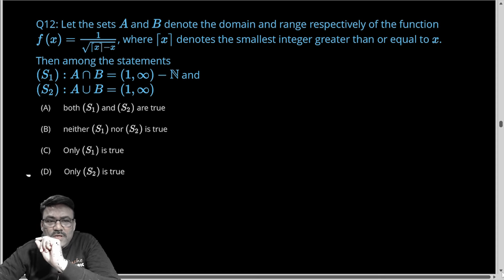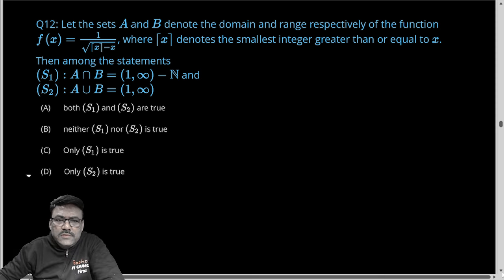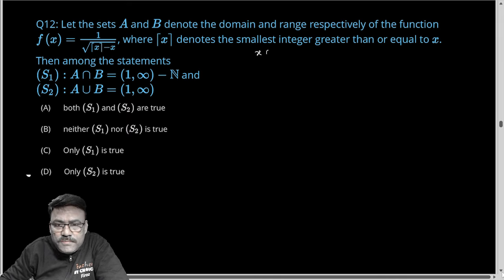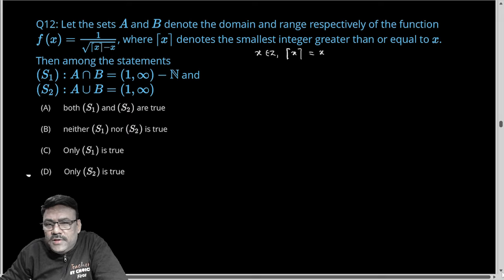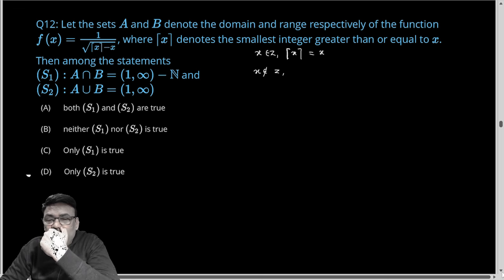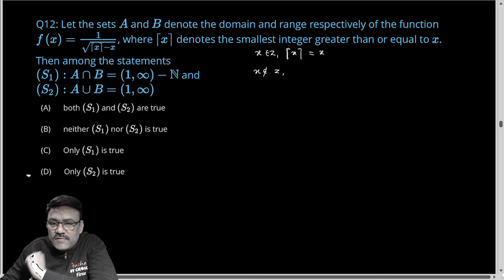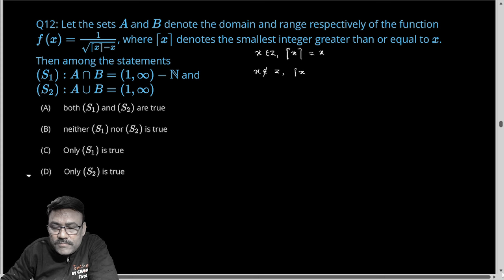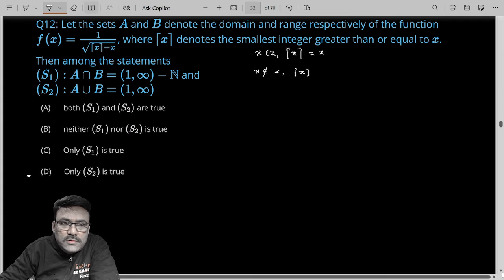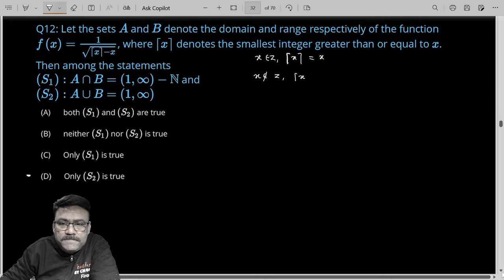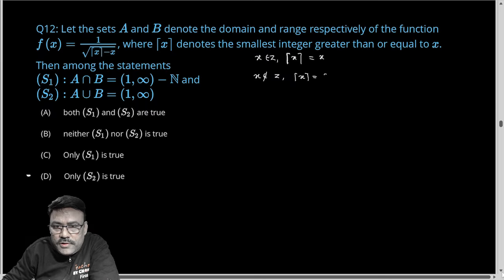What does it mean? If x is an integer, then this symbol, this is not GIF, I'm repeating, will be the same as x. But if x is not an integer, then this will be the integer which is just greater than x. So basically this will be the integral part of x plus 1.